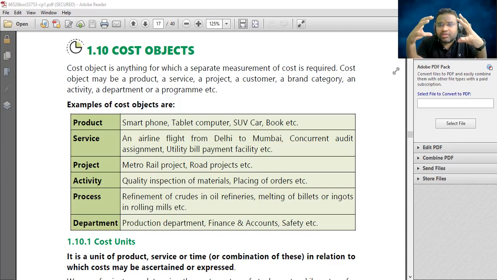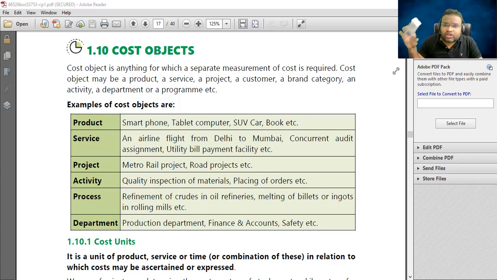Or, for example, I'm a practicing chartered accountant dealing with a number of clients. What is the cost of doing an audit of XYZ Limited, which is a service? What is the cost of producing a product called X? I'm a construction contractor constructing different buildings. If I want to find the cost of a particular building, a particular apartment, that is a cost object. That for which you want to know the cost, we call it a cost object.